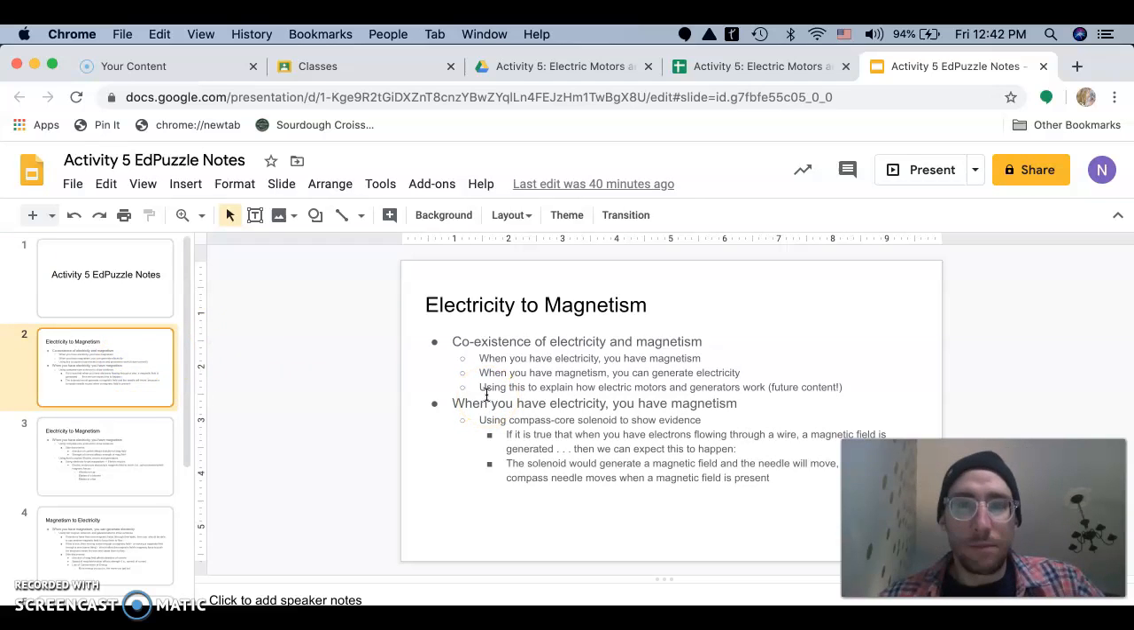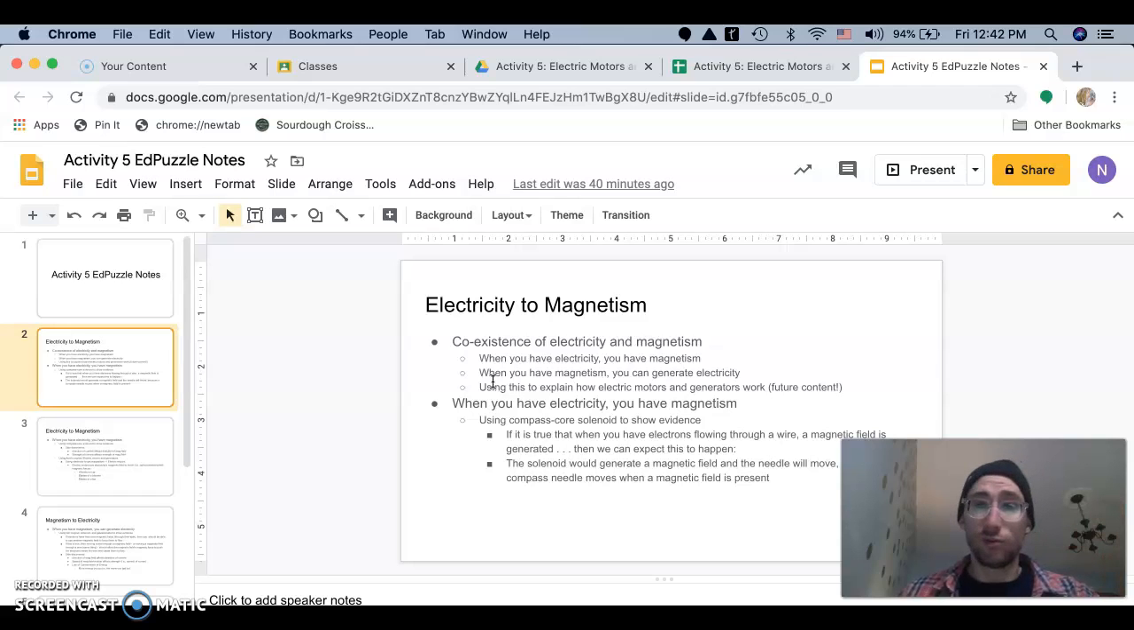Part one is about how you can generate magnetism from electricity. Part two is about how you could generate electricity from magnetism. So the whole overarching concept really is the coexistence of electricity and magnetism.